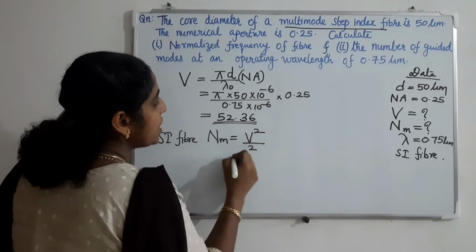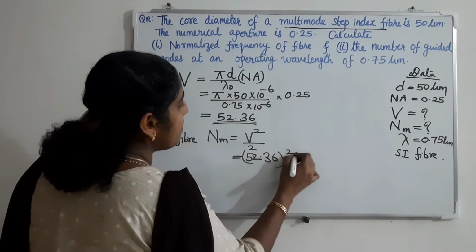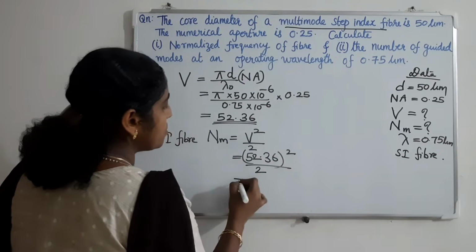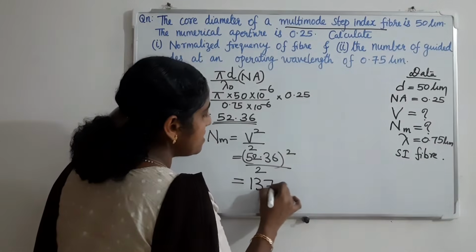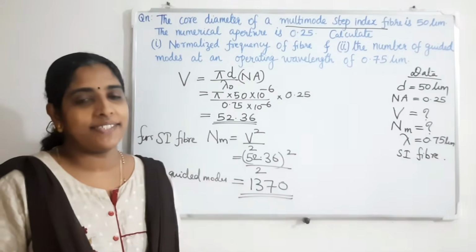That is 52.36 square divided by 2, that is equal to 1370. So the number of guided modes is 1370.